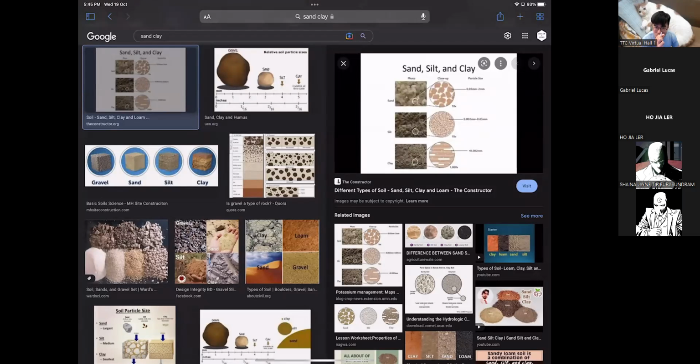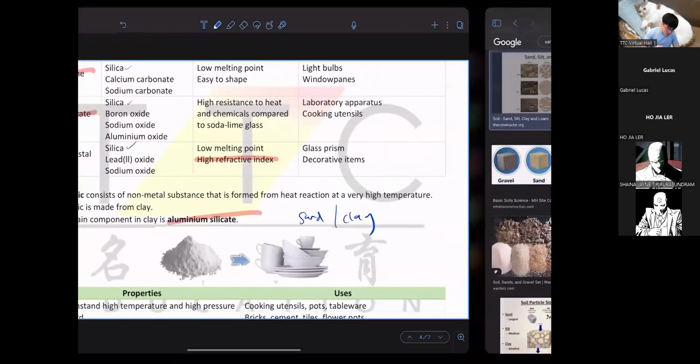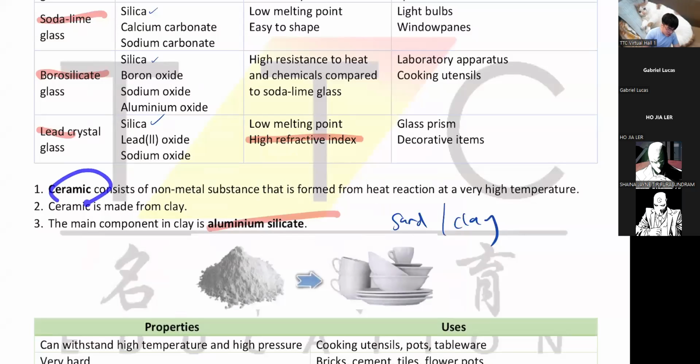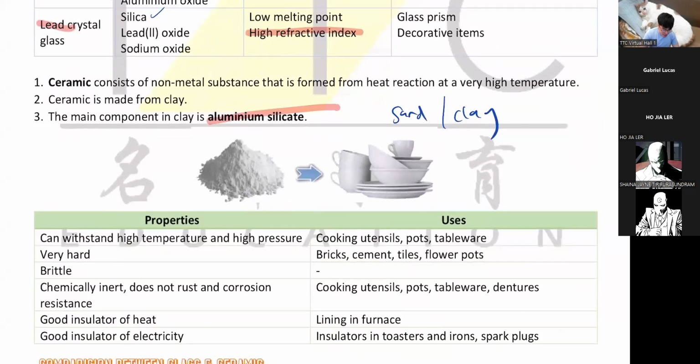You see, sand close up, can you see the big tiny particles? They're really big. And if you look at silt, silt is slightly smaller. It's much smaller. And then clay is the smallest. Clay is really small. Okay, so glass is made from sand, but ceramic is made from clay. More or less the same thing, but one is transparent, one is not. So ceramic is not transparent, because it's made from clay.